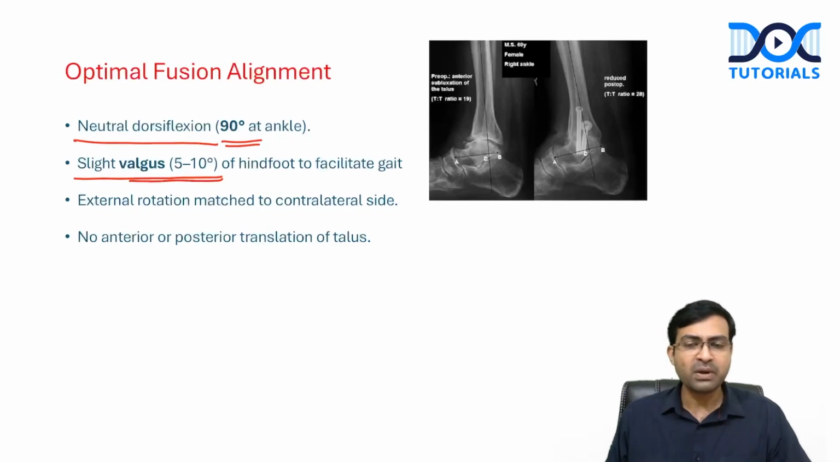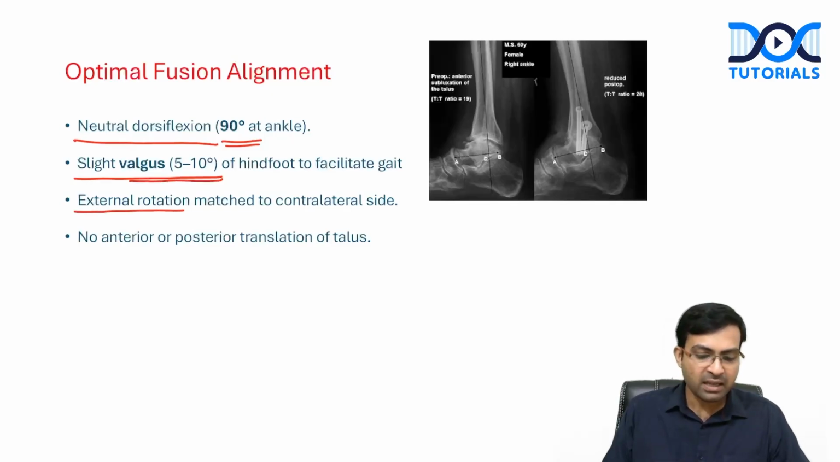So please remember, while you are fusing any joint in the ankle and the subtalar joint area, always go for 5 to 10 degrees of valgus, never varus. If there is varus, the surgery is going to fail. The patient will have severe pain because of lateral overload. There will be much more worsening of the symptoms. The gait may be abnormal and the patient is not going to be happy. Always aim for 5 to 10 degrees of valgus at the hind foot.